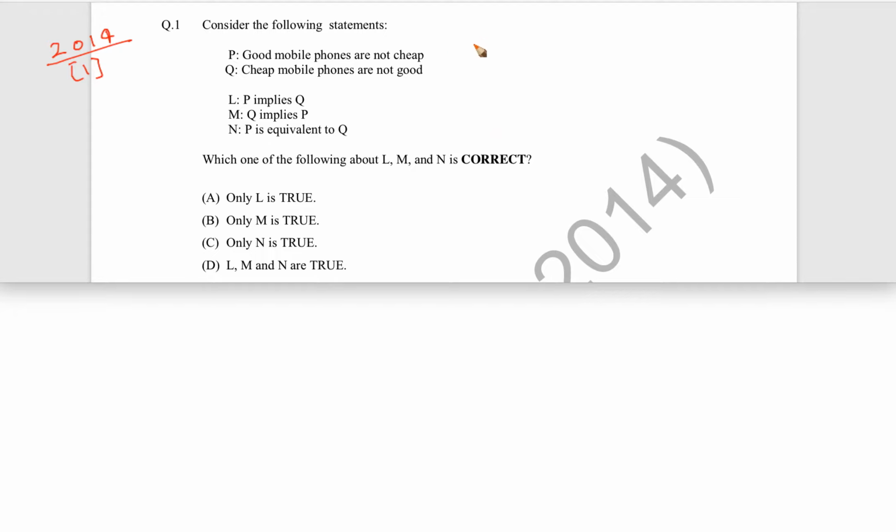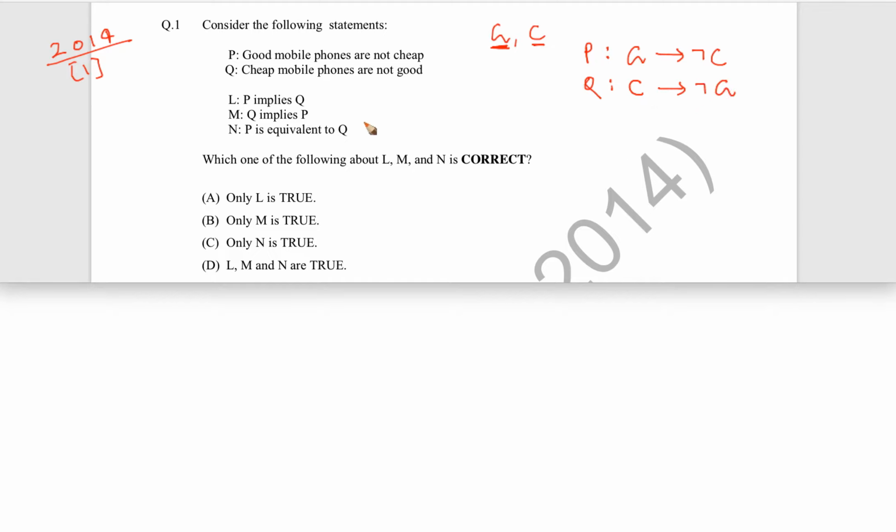So let's say there are two variables, G and C. G means it is a good mobile phone and C means it is cheap. So the first statement P is basically saying that good mobile phones are not cheap. So G implies not C, that is what is represented by P. What about Q? Q is saying that cheap mobile phones are not good. So if a mobile is cheap, it implies not good.